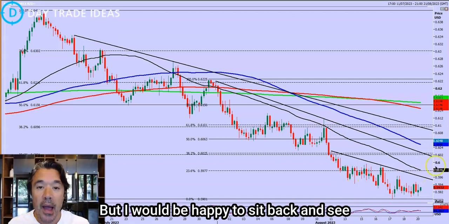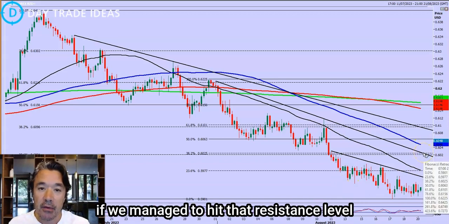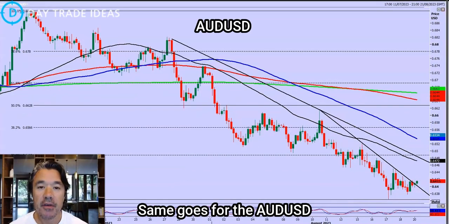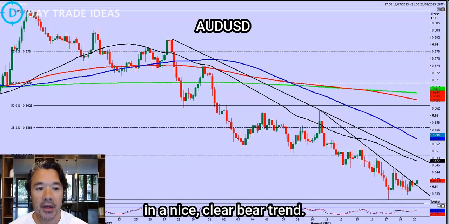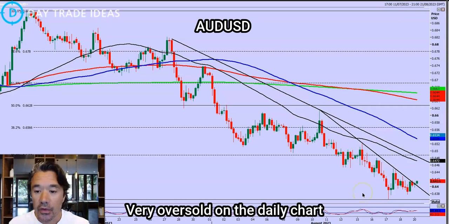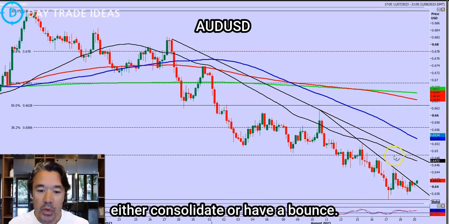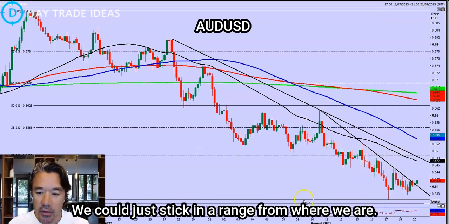But I would be happy to sit back and see if we manage to hit that resistance level where I would attempt a short position. Same goes for the Aussie versus the US dollar. In a nice clear bear trend, very oversold on the daily chart again. So it's possible that we could either consolidate or have a bounce. We could just stick in a range from where we are.